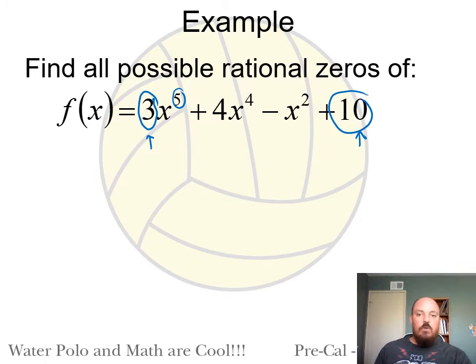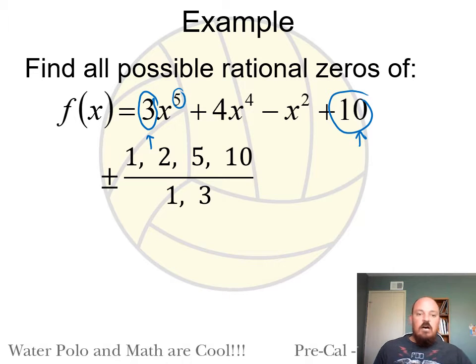So basically my work could look something like this. I have the plus or minus. On top, I made a list of every possible factor, every number that divides evenly into 10, and there's 4 of them: 1, 2, 5, and 10. Then for the denominator, I take every number that divides into 3. Now that's easy, there's only 2 of them, 1 and 3. But that's not the answer the way it's written. That's kind of like notes, or a shorthand version.